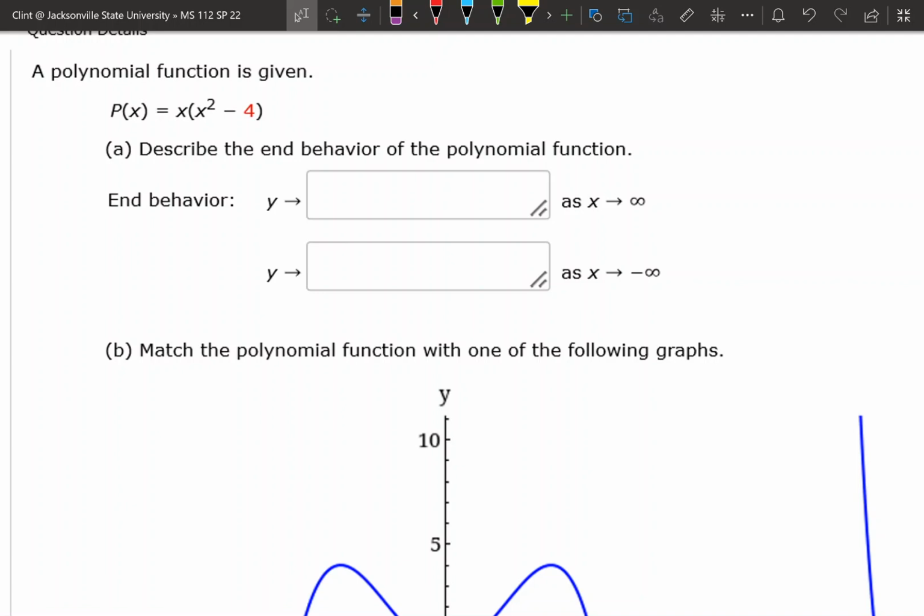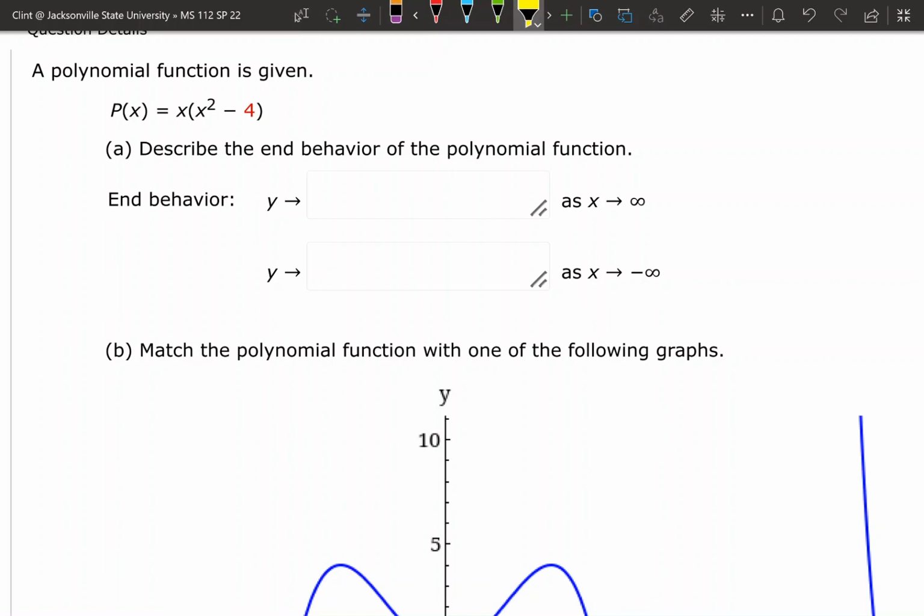Okay. So this one starts off pretty similar. We want the end behavior, and then we'll match it up with one of the graphs. But on this one, to get our leading term, since our polynomial is factored, we need to multiply. Okay. This one's not too bad. You could multiply the whole thing out because we're just distributing x.